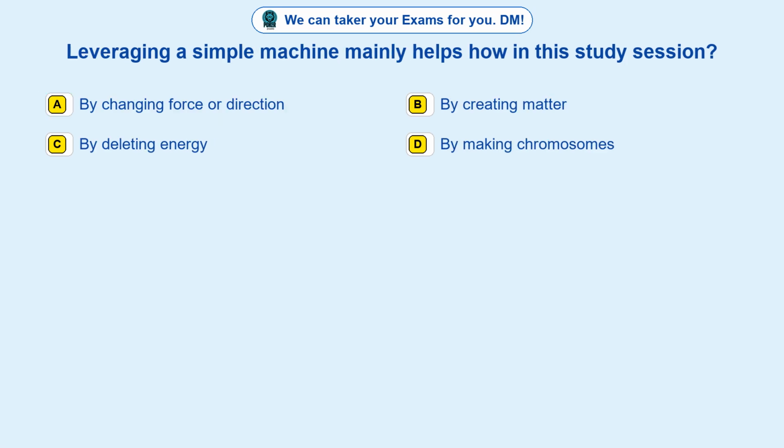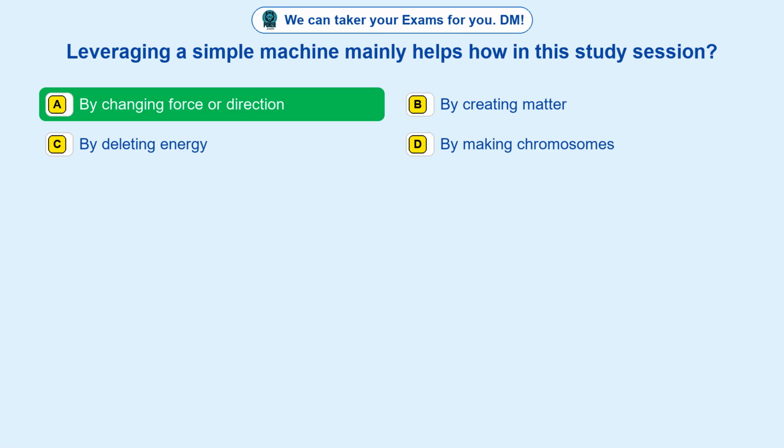Question 63. Leveraging a simple machine mainly helps how in this study session? Option A, by changing force or direction. Option B, by creating matter. Option C, by deleting energy. Option D, by making chromosomes. The correct answer is option A. By changing force or direction.